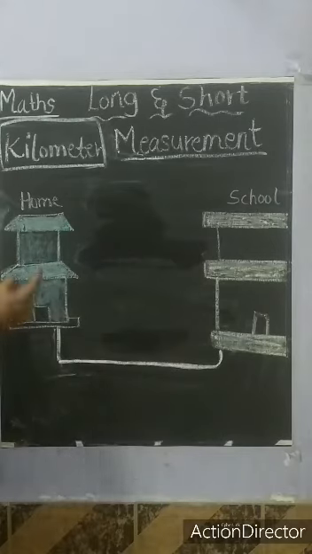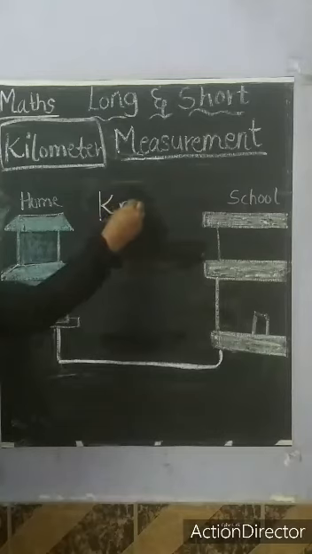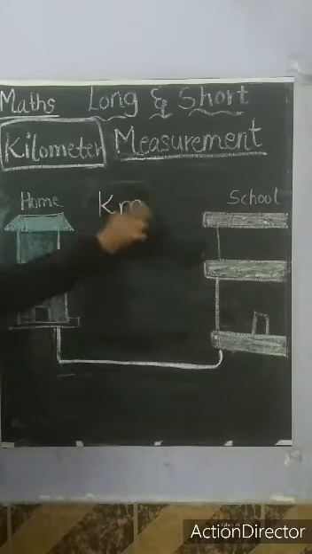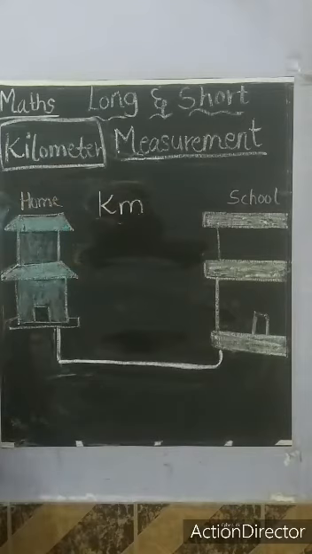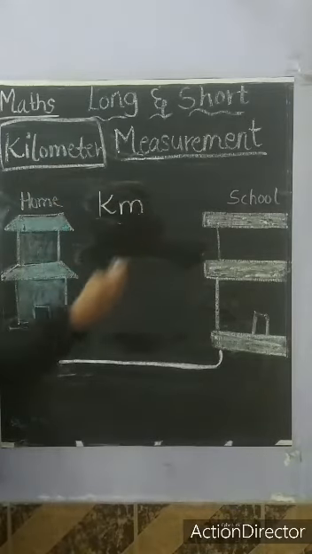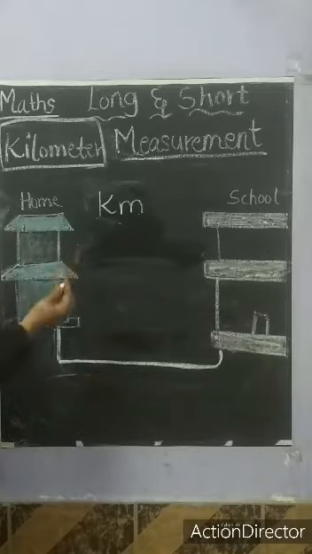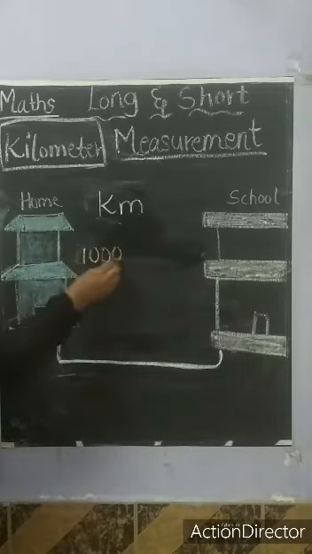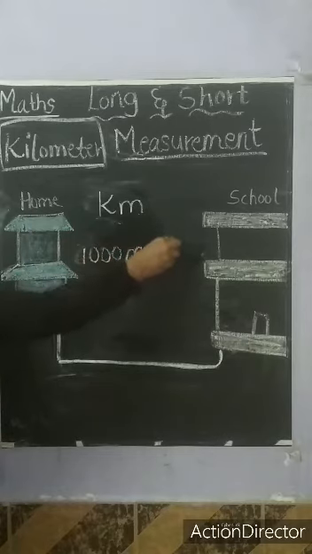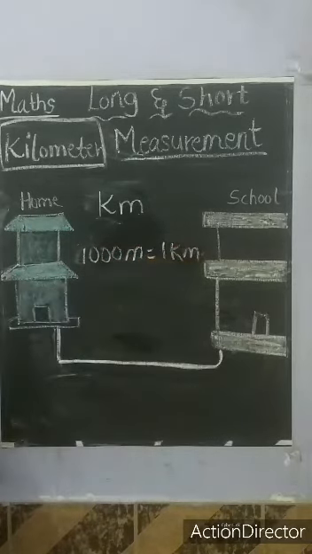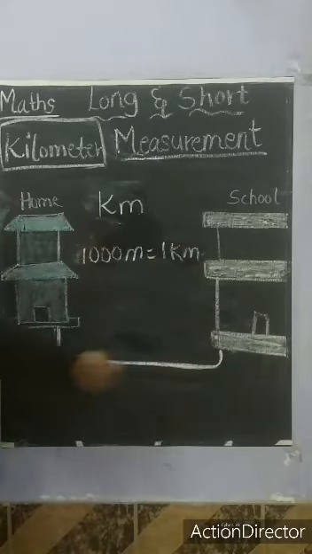These distances are measured in kilometers. The short form of kilometer is km. So we have the kilometer for very long measurements. We know that 1000 meters is equal to 1 kilometer. To measure the distance from one place to another we will use kilometers. So now we have done centimeter, meter and kilometer.